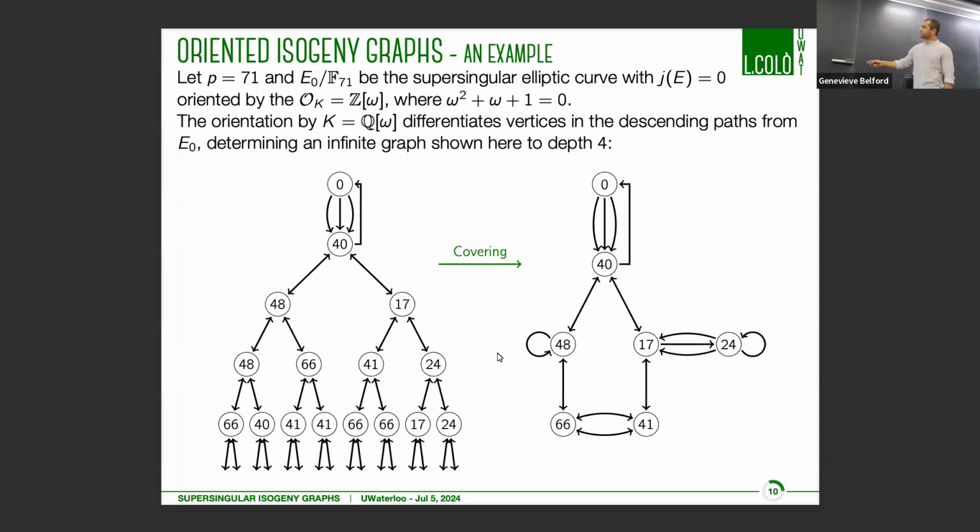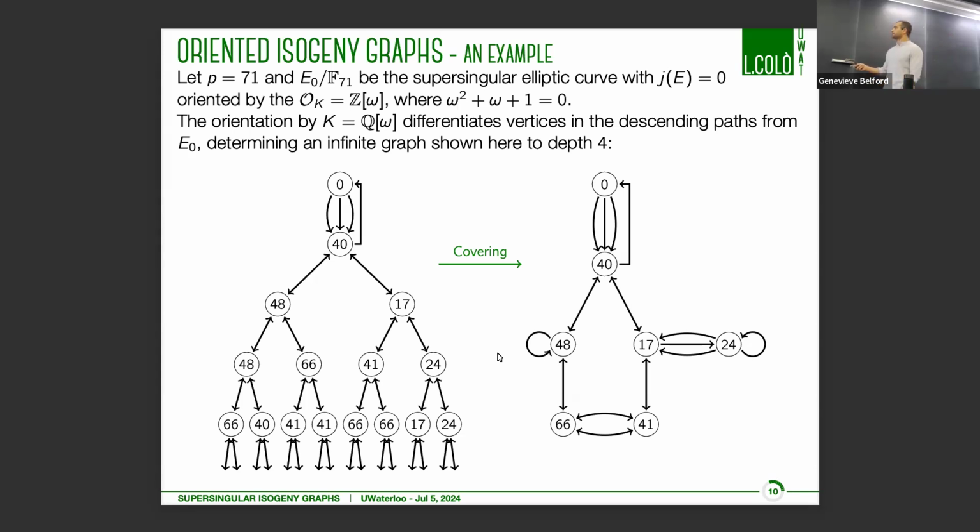And the other difference is that this graph on the left is actually infinite, because unlike the case for ordinary elliptic curves, you don't have to stop at some point because you need the Frobenius endomorphism to be defined, but you can actually go down as much as you want.